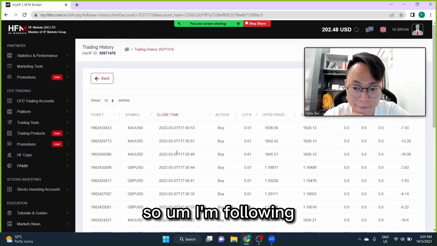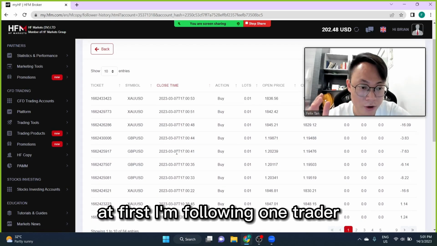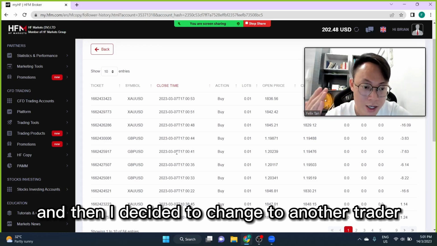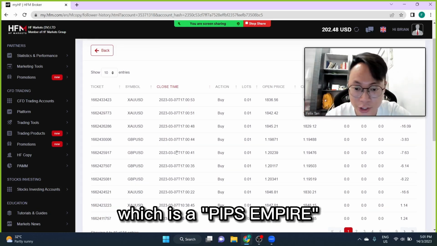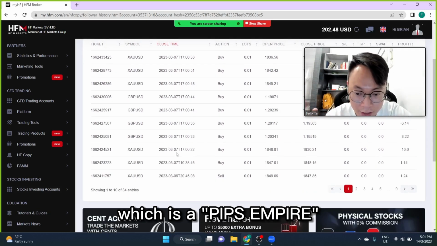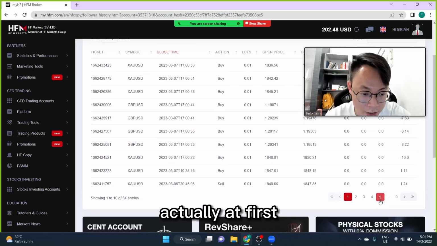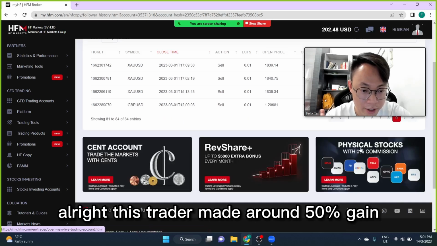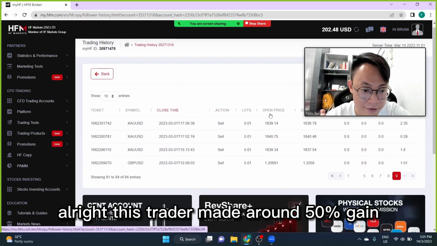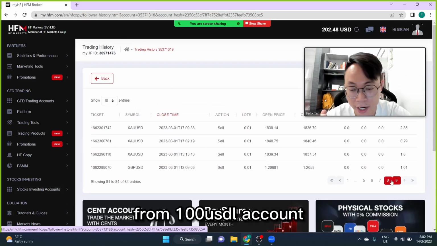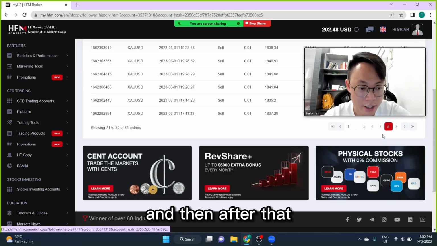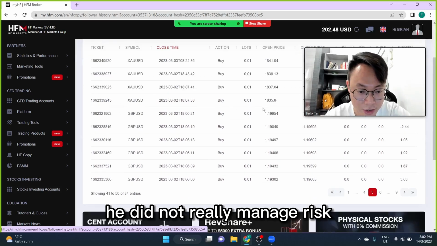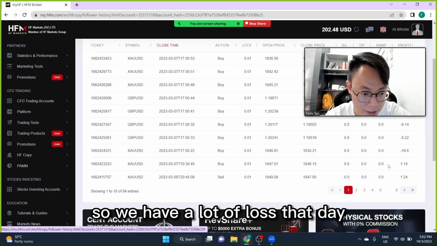I was following one trader, and then I decided to change to another trader, which is Pips Empire. From here, actually at first there was nice growth. This trader made around 50% gain from a 100 US dollar account. And then after that, on a bad day, he did not really manage risk. So we had a lot of loss that day.